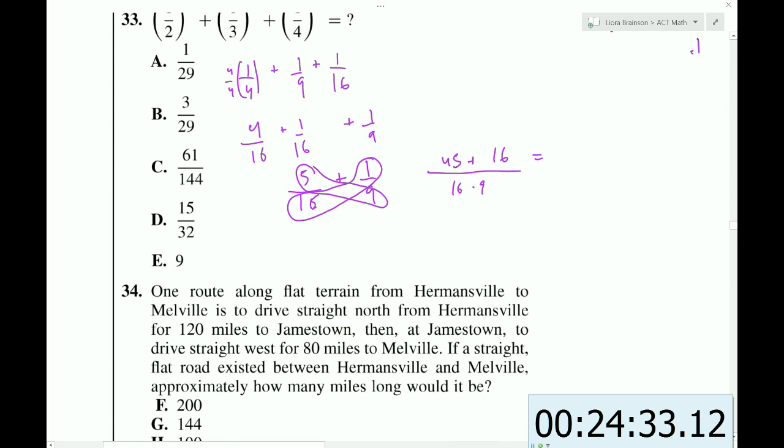let's see, add 20, subtract 4. So we get 65 minus 4, 61, over, and what's 16 times 9? It would be 160 minus 16, right? So take away 20, add back 4, so 144. That's choice C.